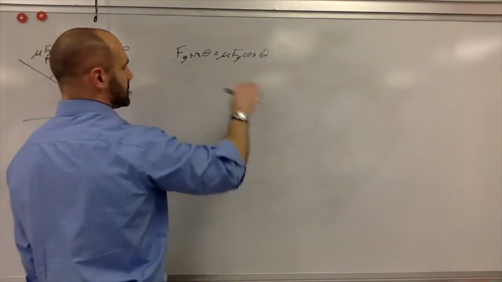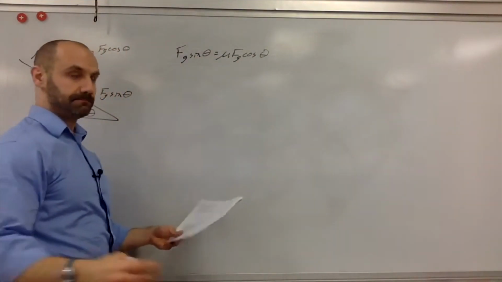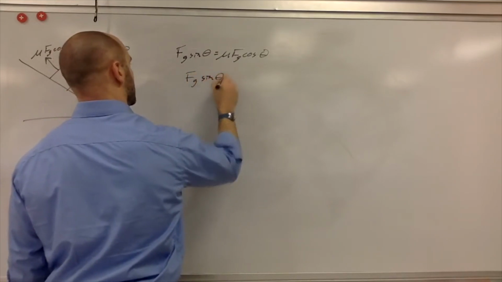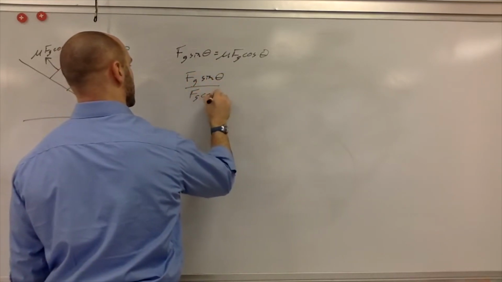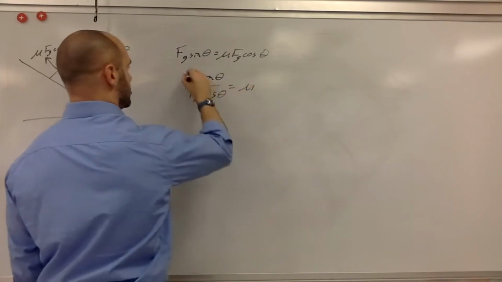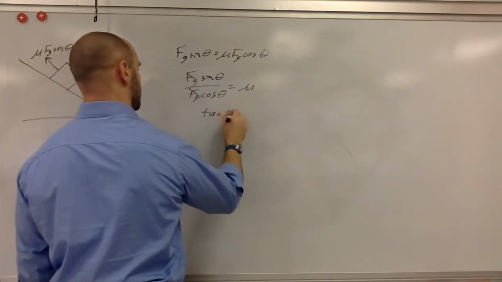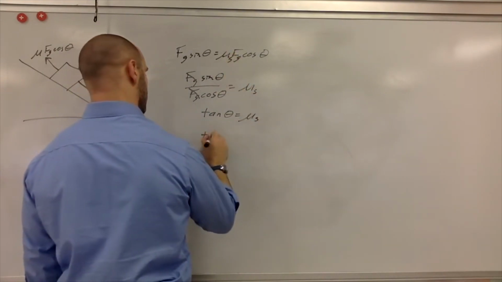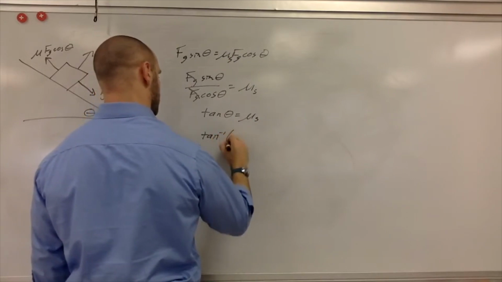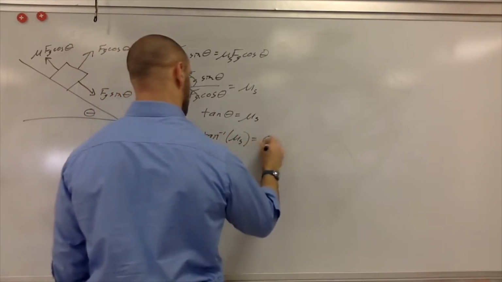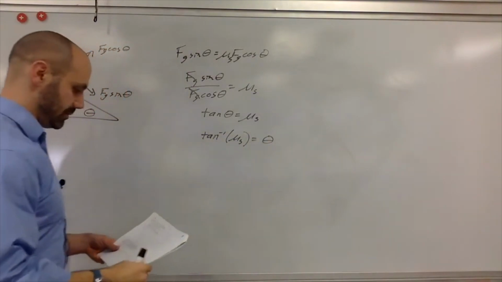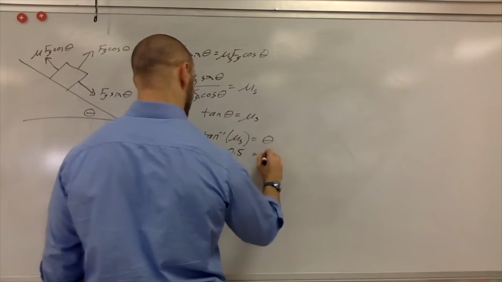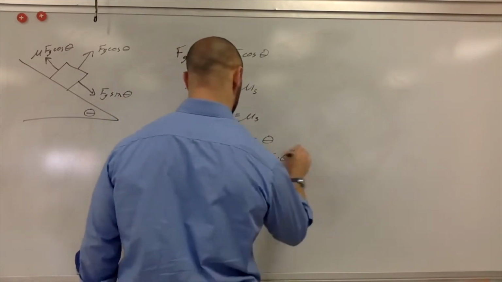Well, if I can get sine and cosine together, sine over cosine is tangent. And so if I do this, Fg sine theta over Fg cosine theta is mu. Notice this cancels out, so I just end up with tangent of theta is mu s, right? And so then inverse tan of mu s is theta. So the inverse tangent of 0.5, I just plug that in as 0.5, gives me an angle of 26.6 degrees.